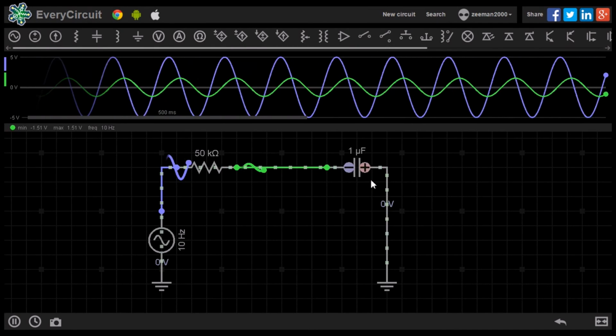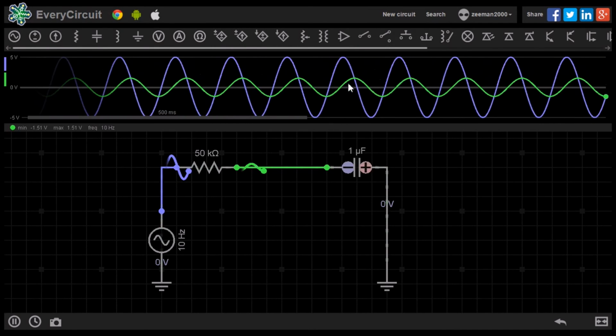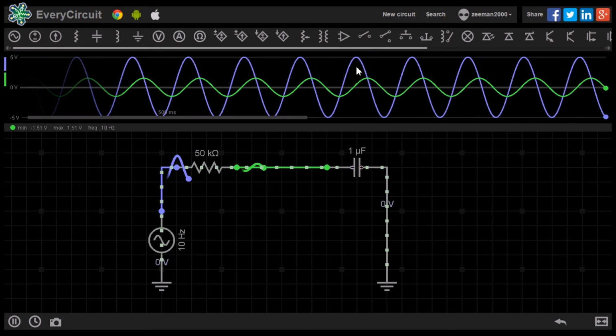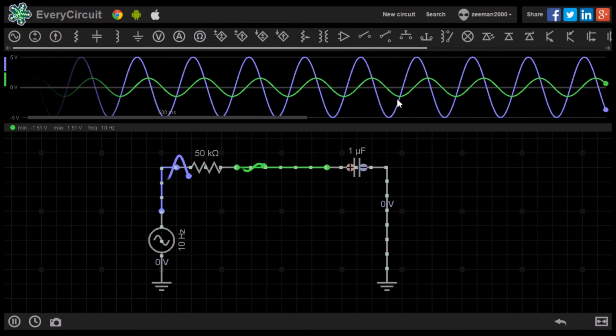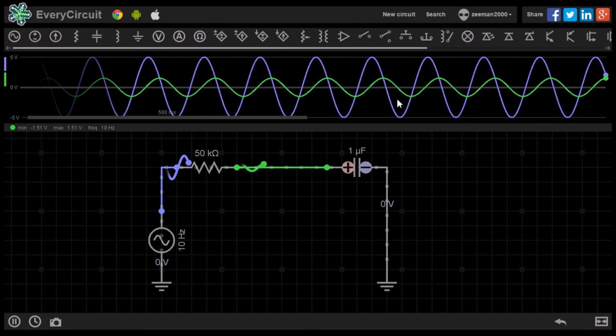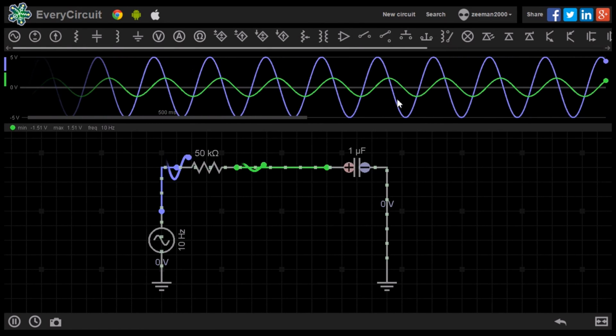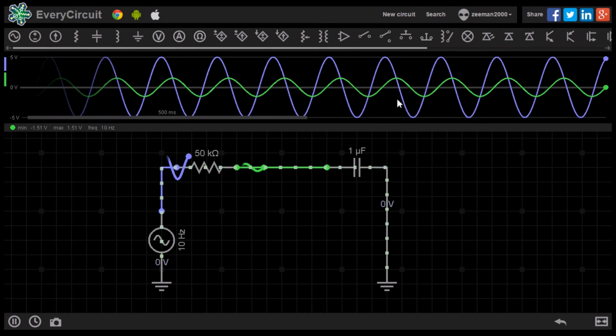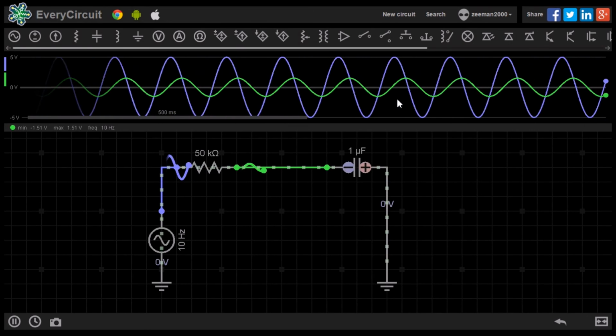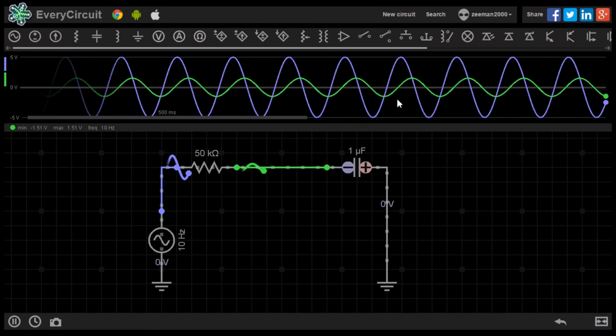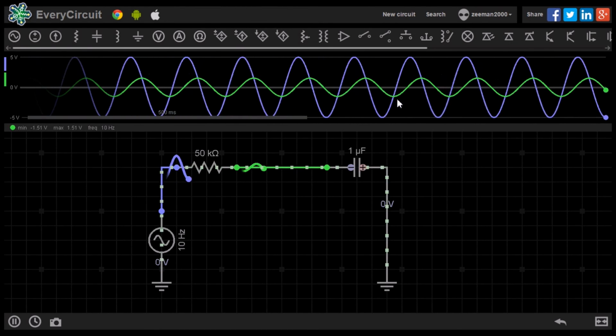Notice the difference in the input signal and output signal. The output sine wave is out of phase with the original signal. As the frequency increases on the RC circuit, the reactance of the capacitor decreases.